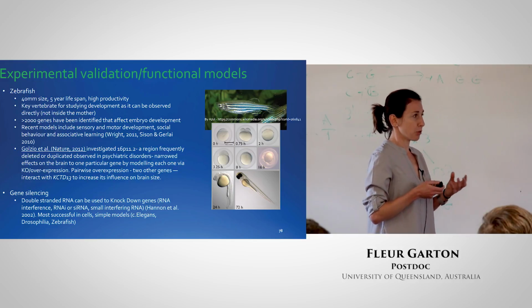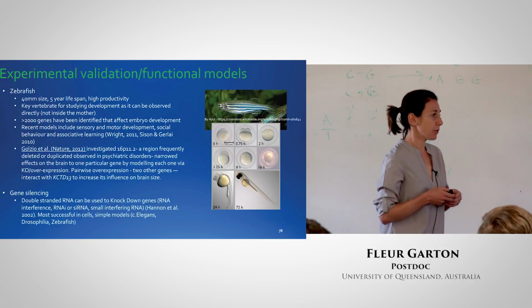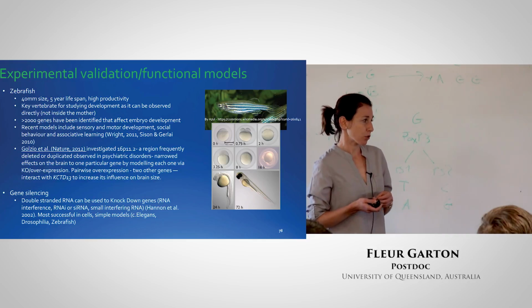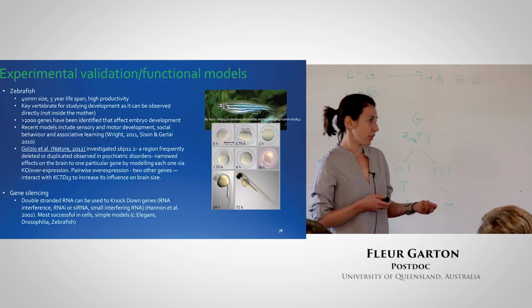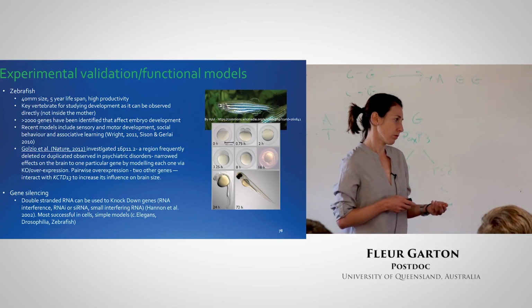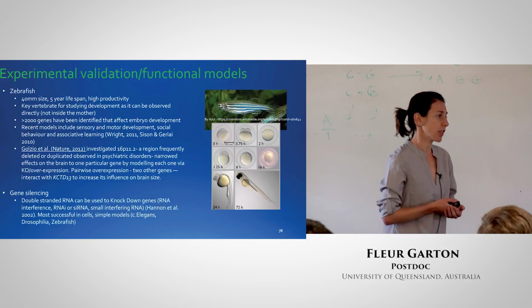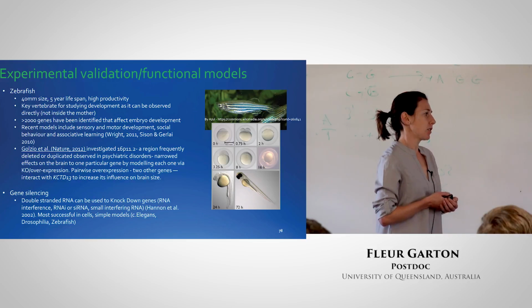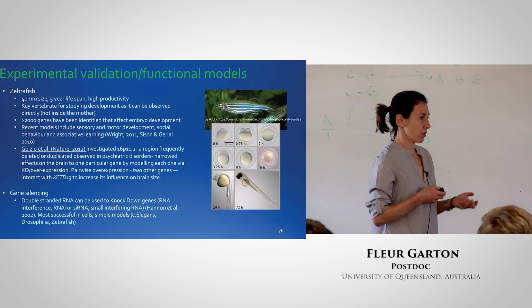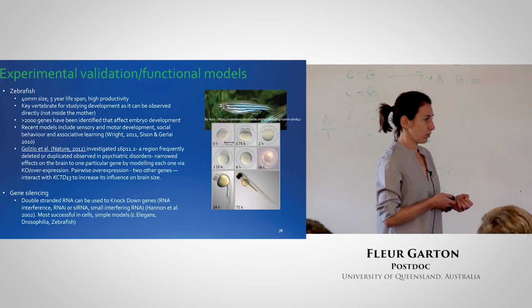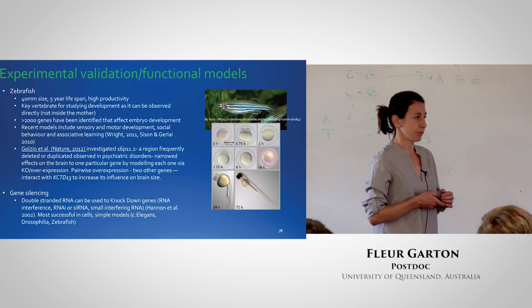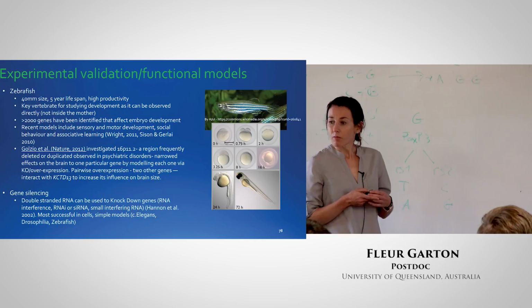You can also perform gene silencing experiments in the zebrafish, so you can use double-stranded RNA to knock down genes. So this is RNA interference or small interfering RNAs, and this is most successful in cells and simple models, and also applies to C. elegans and Drosophila. What do you mean by knockdown genes?